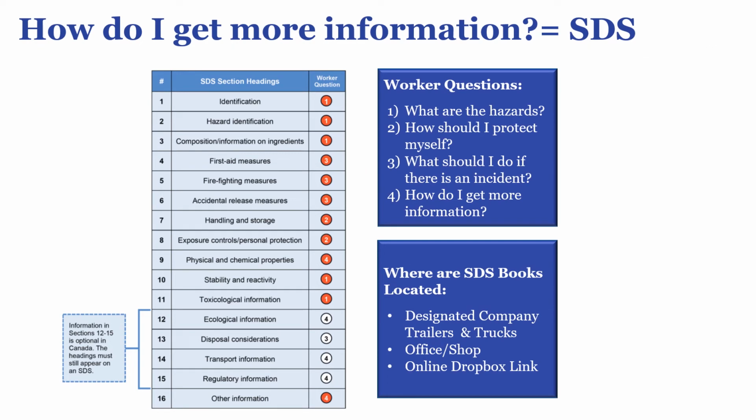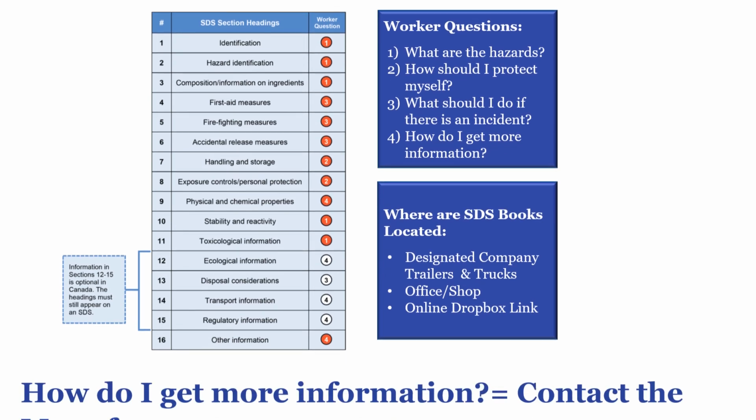SDS. The SDS provides the detailed information about the hazardous product through 16 sections. SDS books are located in designated company trailers, designated company vehicles, the office, the shop, and online through the Dropbox link. There's an inventory list of the WHMIS products we use in the table of contents in each SDS book.